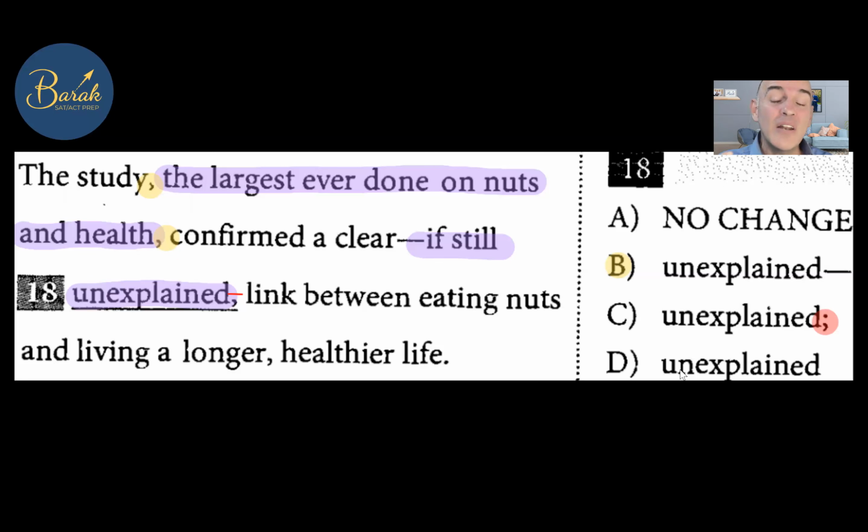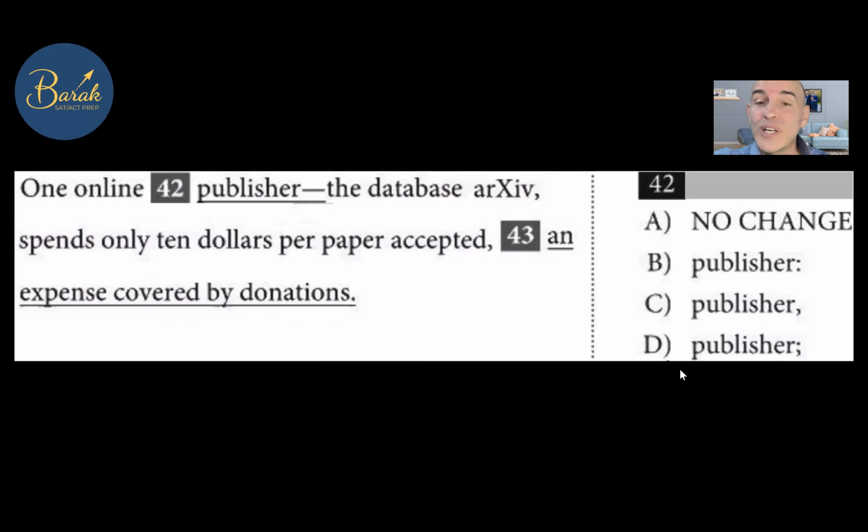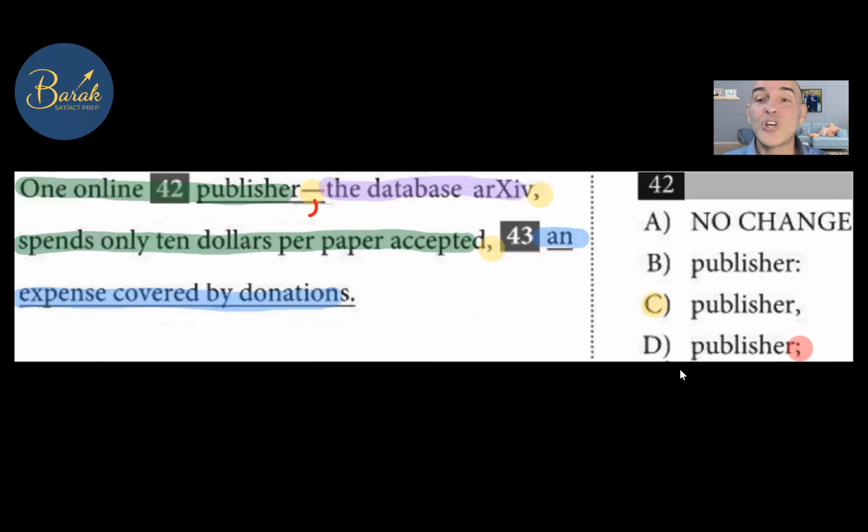All right. And you might have also noticed that with C, the semicolon is a terrible option. Always look at the semicolon option first because it's so easy. Once you know that a semicolon is exactly the same as a period, then you can always get rid of that quite easily. Next question, 42, you may want to pause. Okay, but let me explain what's going on here.